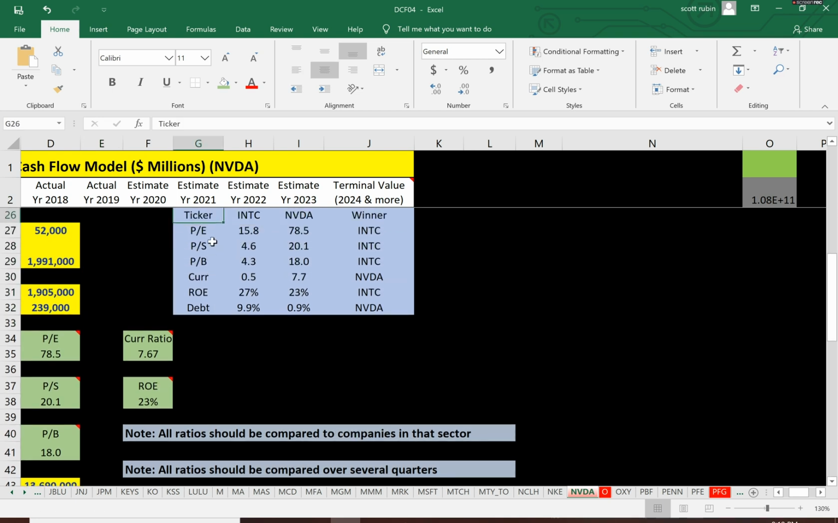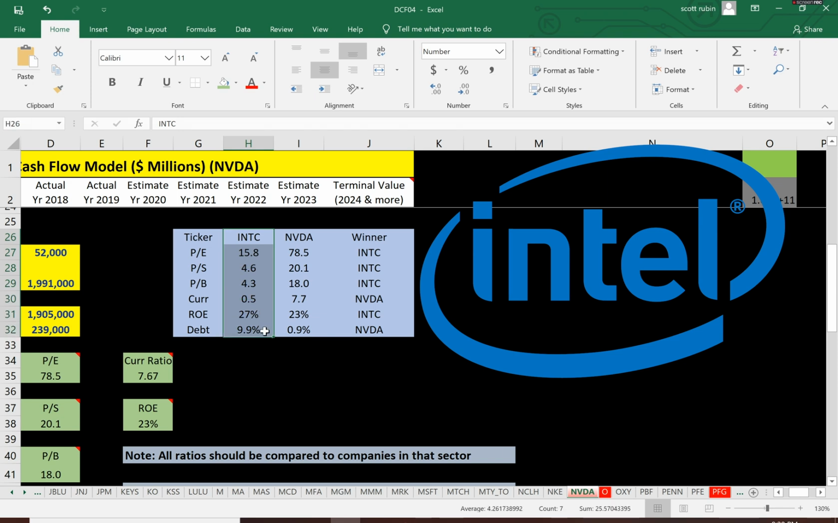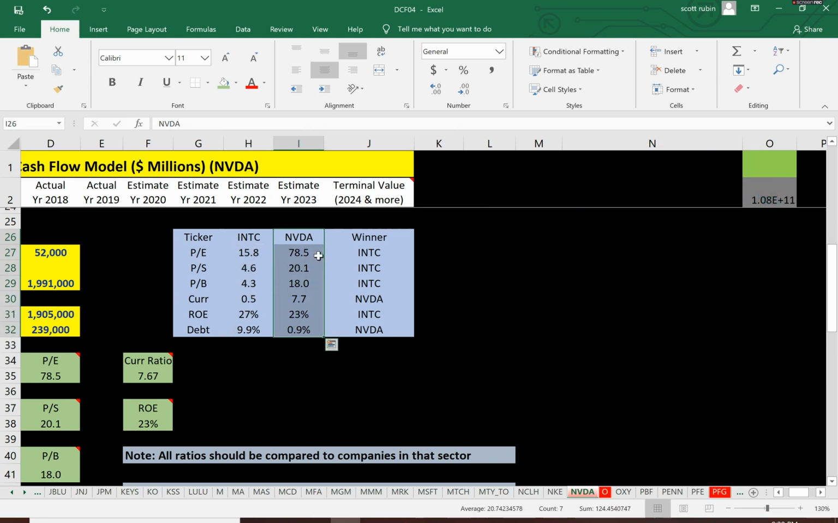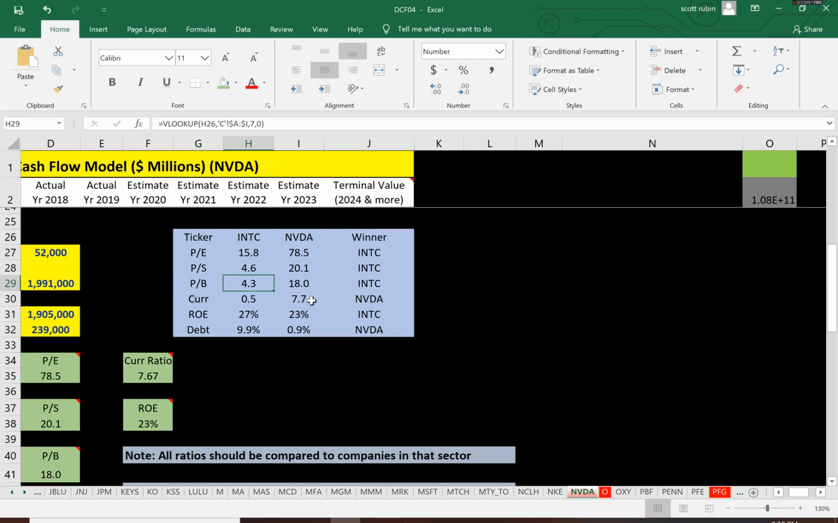Unfortunately, I did a discounted cash flow model for Intel, which is their competitor. So the more DCF models I do, the more information I have to provide on videos. So I'm comparing Intel, which is INTC, and NVIDIA's ratios, and the winner, whoever's a better ratio. You can see Intel has a great PE. I prefer under 15, but 15.8 is fine. The price of sales isn't great, but it's so much better than NVIDIA. The price to book is much better.